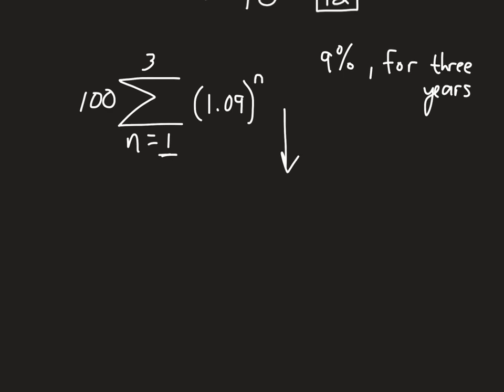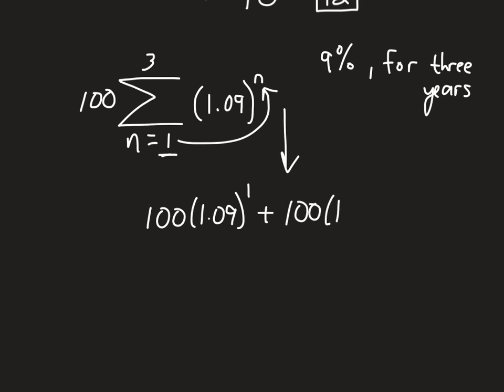Like I said, the 100 gets attached. So I end up with a 100 times 1.09 to the first. Remember that 1 goes in for n. The sigma says add the next term. The 100 gets attached times 1.09 to the second plus 100 times 1.09 to the third.